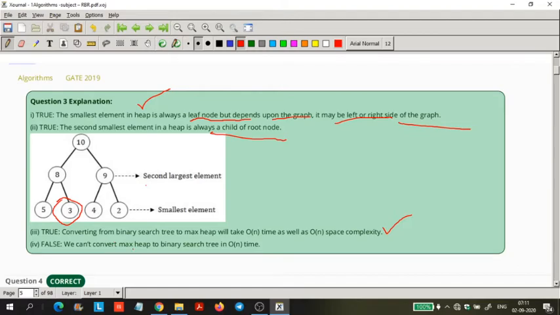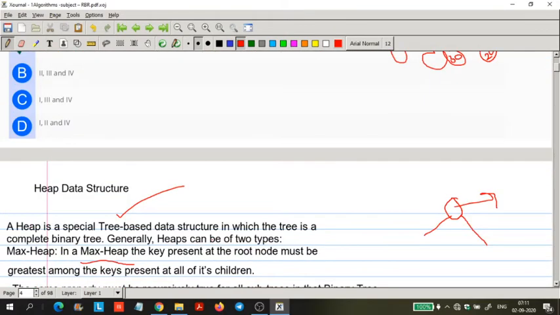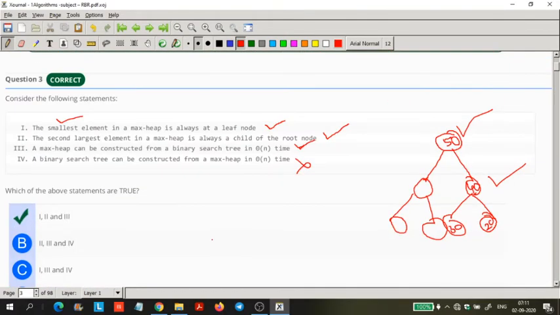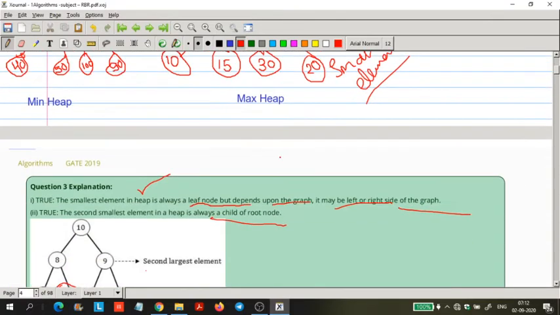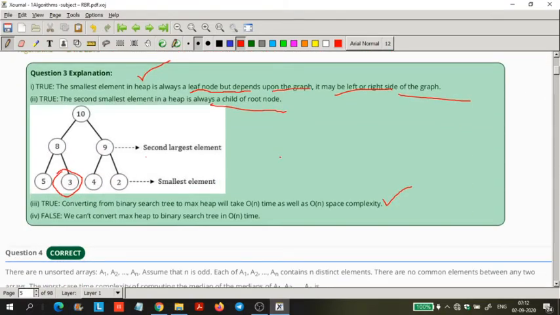We can't convert the max heap to a binary search tree. But a max heap can be constructed from the binary search tree. Converting from the binary search tree to a max heap, the time complexity and the space complexity will be O of n.